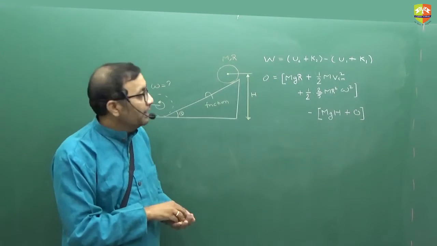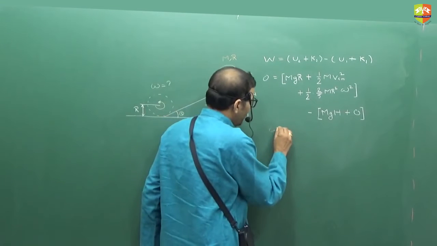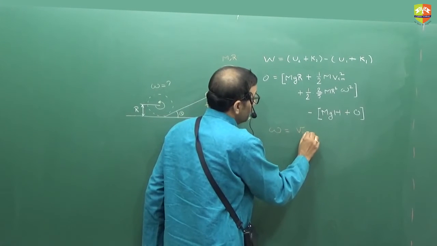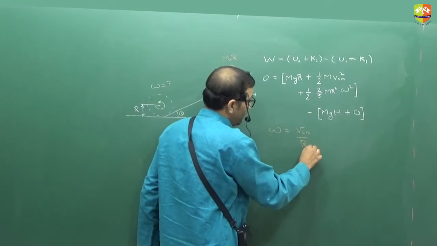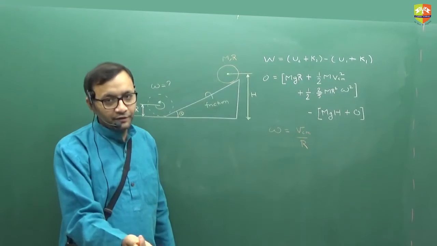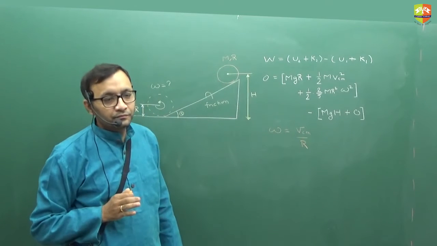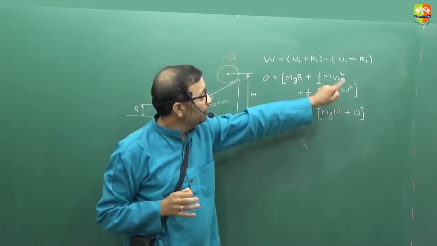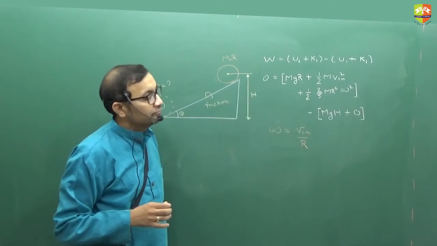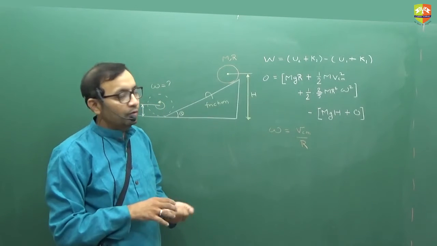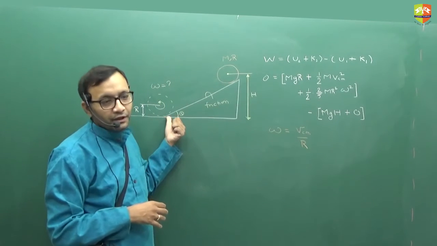Yes. And since it is pure rolling, omega is equal to v_cm by R. Pure rolling on a fixed surface, that is why. Alright, so when you substitute v_cm equal to omega R, now you can solve it to get the value of omega when it comes down the incline.